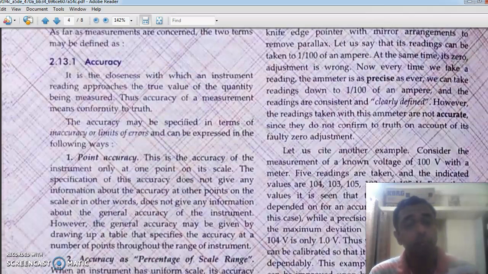Maybe an ammeter may be defined as having a scale from 0 to 10 amps. There is a point called the 5 amps point. At that 5 amps point, this is the accuracy. So the accuracy is only defined for that 5 amps point. We don't know the accuracy at 4 amps. We don't know the accuracy at 6 amps. Such an accuracy definition is called point accuracy. That does not give any idea about the accuracy at some other point. So that is one way of indicating accuracy, which is rarely used.